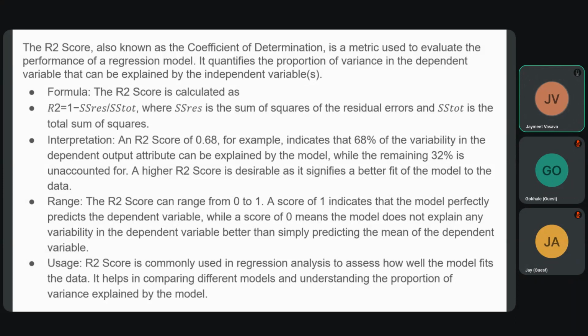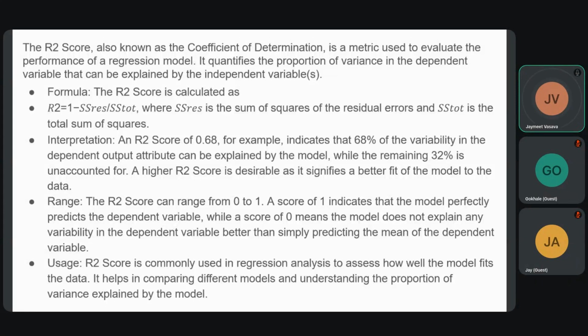So the interpretation of the R2 square of 0.68, as you can see, indicates that 68% of the variability in the dependent output attribute can be explained by the model, while the remaining 32% is unaccounted for. So a higher R2 score is desirable, and it signifies a better fit of the model to the data.